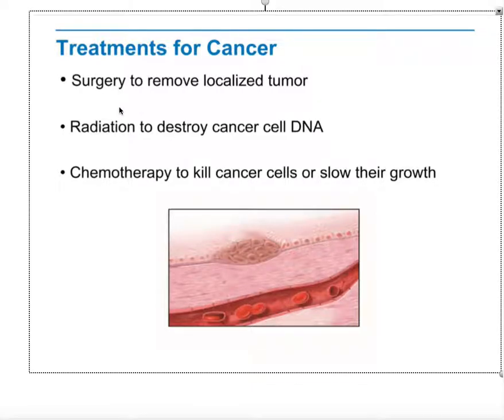So how do we treat cancer? Well, we can use surgery, which removes the tumor itself, radiation, by killing the cancer, and then chemotherapy, which is basically you're taking in poison, and because cancer cells grow really fast, it has a tendency to kill those cancer cells, even though you're damaging other cells in the body as well. Or like it says here, it can also slow their growth.